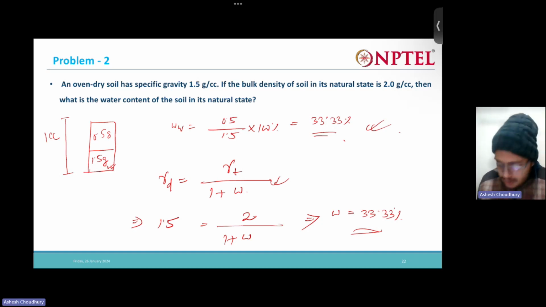Okay, so very simple. So first, how did I solve it? It is given that the oven dry soil has a specific gravity 1.5 gram per cc. So in 1 cc volume, 1.5 gram soil solids are there. Now the second part: the bulk density of the soil in natural state is 2 gram per cc. So obviously, in this 2 gram, 1.5 is contributed by the soil solids, and the rest 0.5 is contributed by the water. So obviously 0.5 is the weight of the water. So done. 0.5 by 1.5 into 100 percent. Simple.